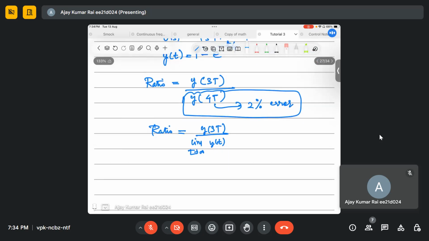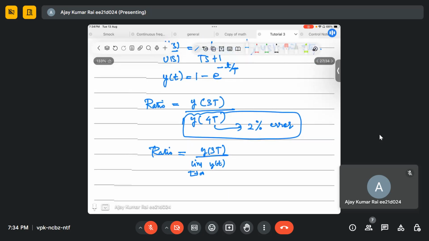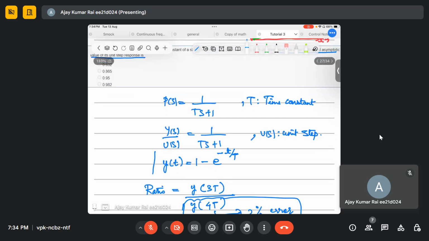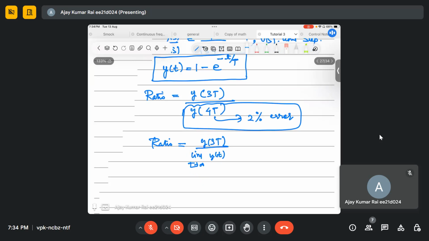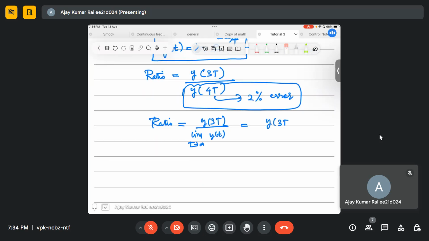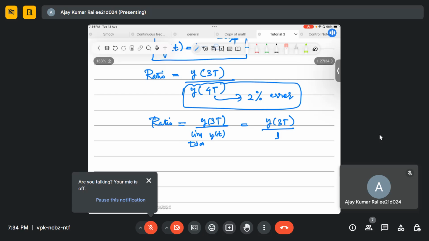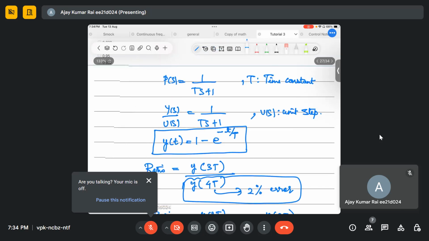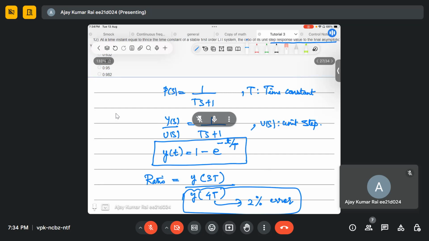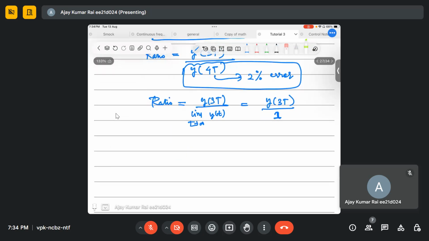Okay, because we know the denominator, right? If you see this, at t tending to infinity, y of t will be equal to 1, right? So you have to just find y of 3t. Because this will be equal to 1. Just if you see the response also, y of t, as t tends to infinity, this term will become 0 and you will be left with only 1. Okay, so let's find out y of 3t.